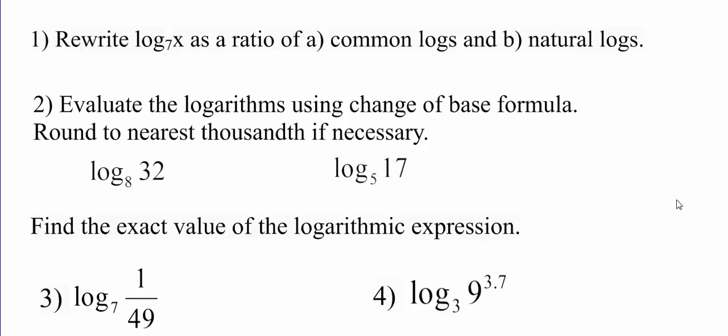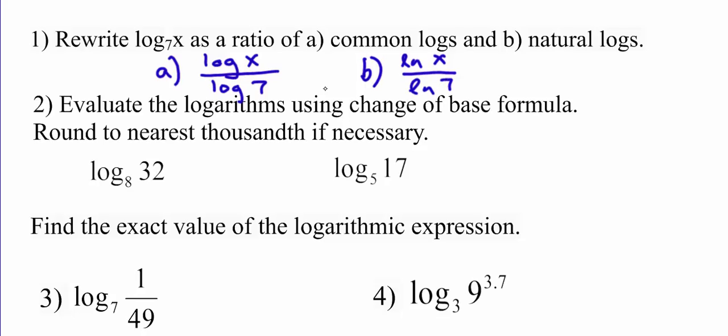Let's rewrite the log base 7 of x as a ratio of common logs and a ratio of natural logs. So this is a pretty fast problem. It's just using the change of base formula. If we're using common log, that means log base 10. So I'm just going to write it as log of x divided by the log of 7. That's it. And then for part B, instead of using log base 10, we'll use the natural log. So we have the natural log of x divided by the natural log of 7. So we could choose any base we wanted. In this case we chose base 10, and in this one we chose base e.